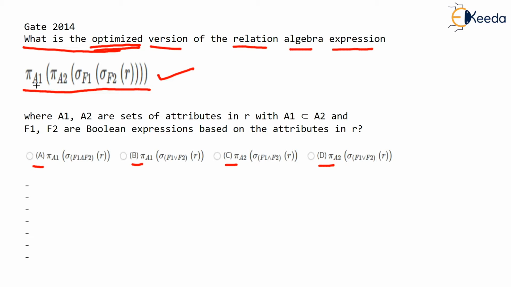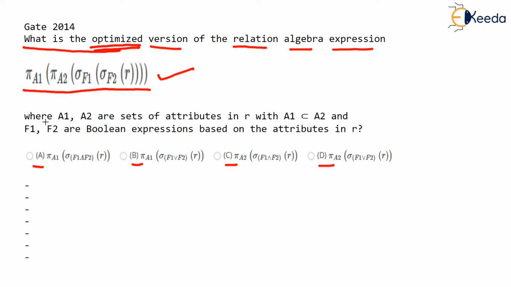Outside the bracket, projection has been done on A1, where they are saying A1, A2 are sets of attributes in our relation R. So you can even imagine A1 and A2 are single attributes. Although they have given sets of attributes, you can take them as some attributes in R, with one more condition given: A1 is a subset of A2. You can check that the set of attributes A1 is a subset of A2.